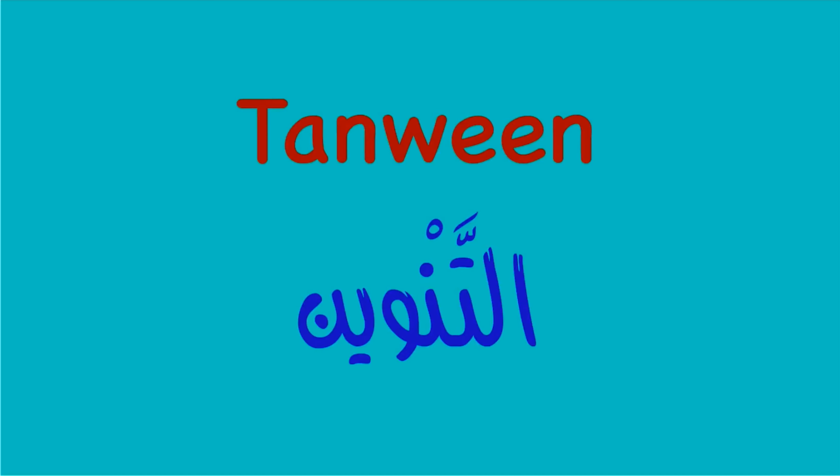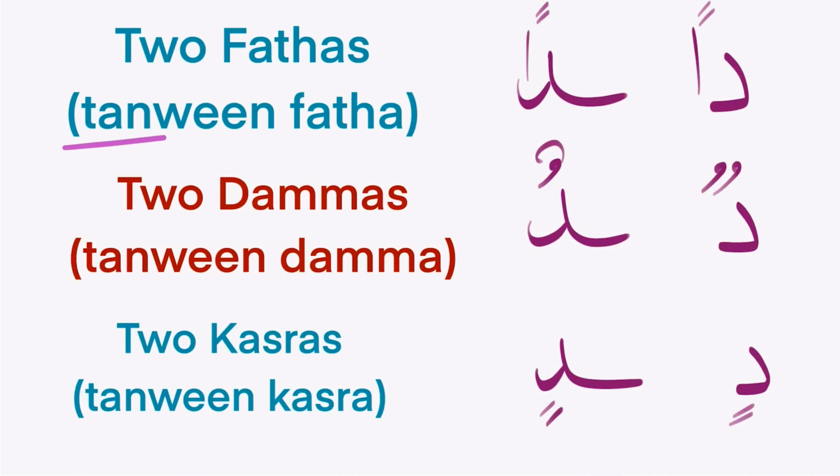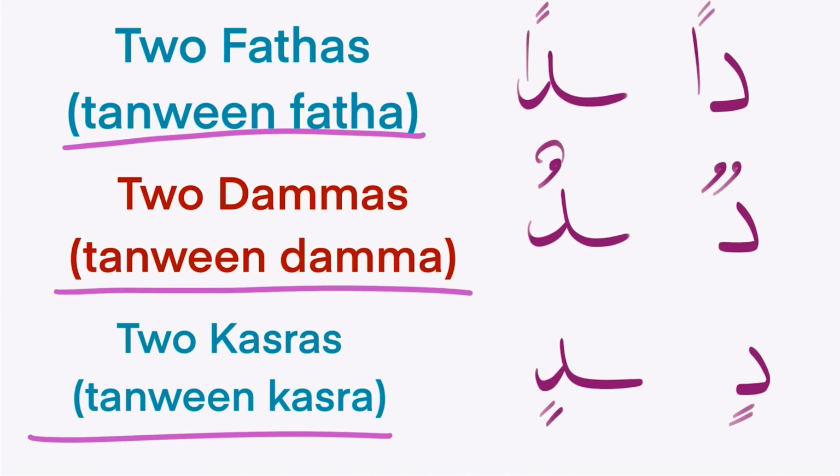The following session will deal with the tanween: tanween fatha, tanween dhamma, and tanween kasra. Pause the video, give it a shot, try to add tanween on the da letter, see how it should look like, and try to figure out the pronunciation on your own. Tanween fatha, 2 fathas, tanween dhamma, 2 dhammas, tanween kasra, 2 kasras.